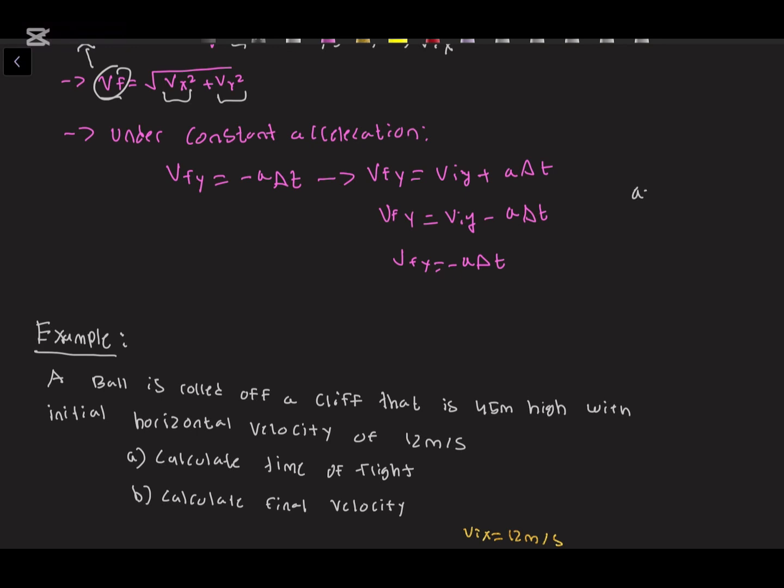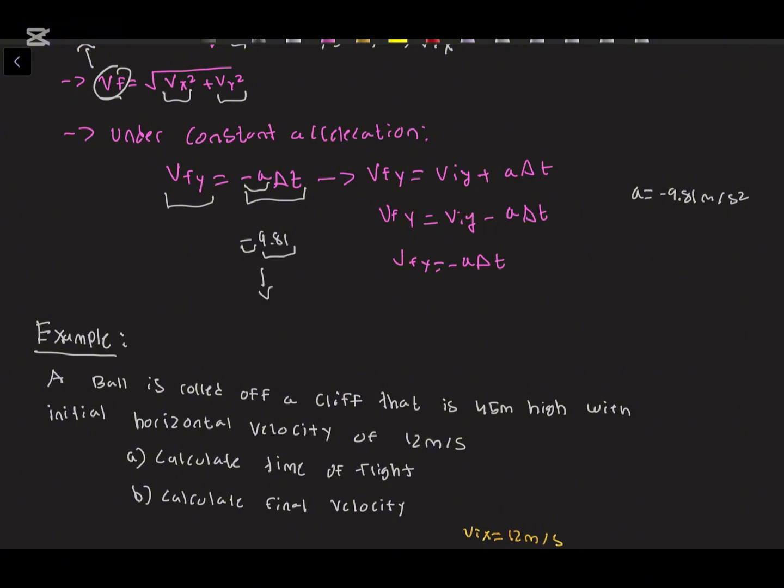Acceleration will most likely just be negative 9.81 meters per second squared throughout the path of travel. So in this case, you can say that your VFY is equivalent to your negative acceleration times your delta t. Now, why negative acceleration? Because this acceleration is negative 9.81. The negative is a direction, because the path that gravity, or the acceleration, is pulling you is downwards. So that's why it's negative.